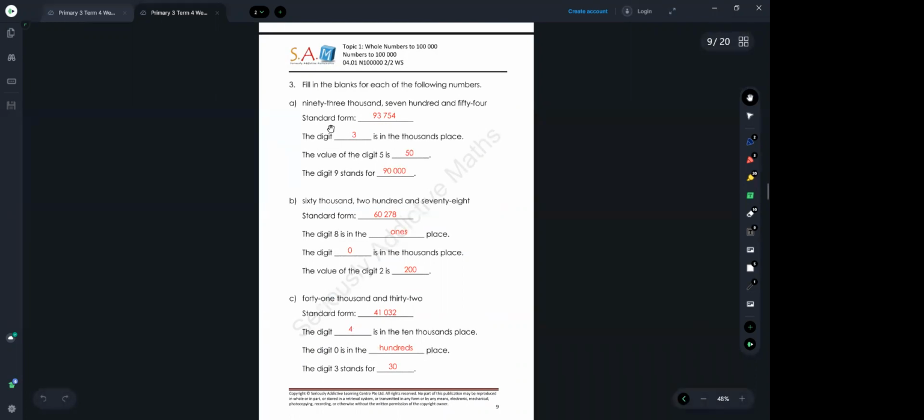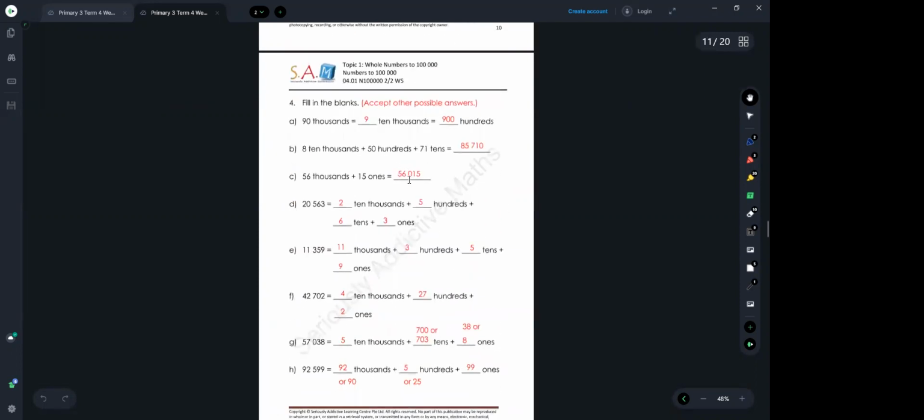For example, look at question 3A, standard form, write the number, and then the digit that is in the thousands place. 3 is in the thousands place. The value of digit 5 is 50, and digit 9 stands for, similarly, the value, it means 90,000. Okay.